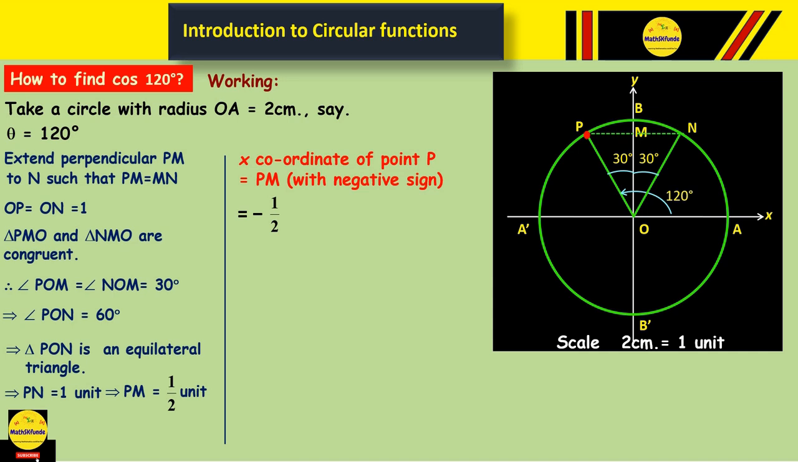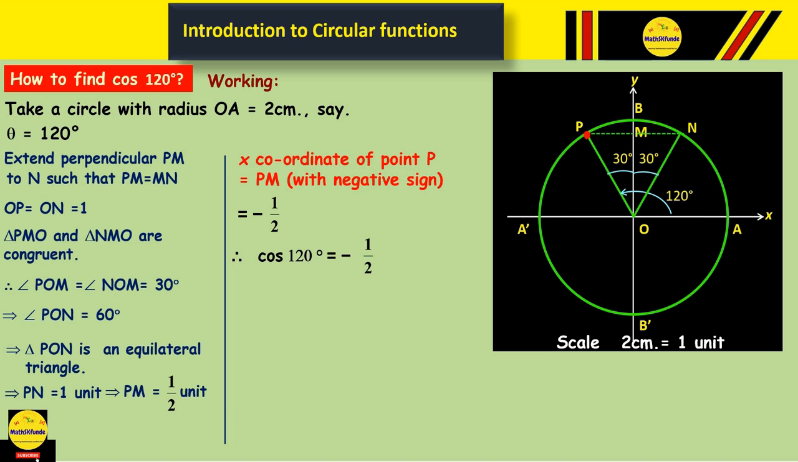And what does the x coordinate actually stand for? That is nothing but cos of that angle which OP makes with the positive x-axis. So cos 120 degrees is minus half. This is how we have evaluated cos 120 degrees. Now my request to you is that you can take various angles and do a similar exercise as I have done in front of you.